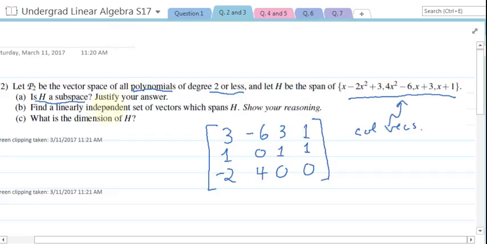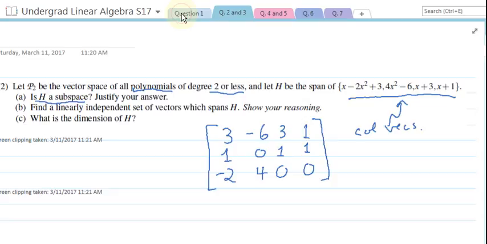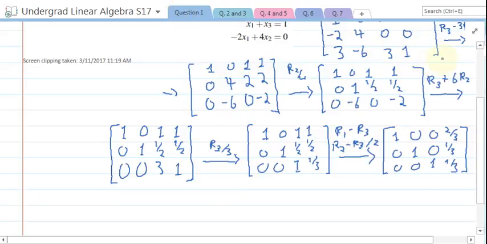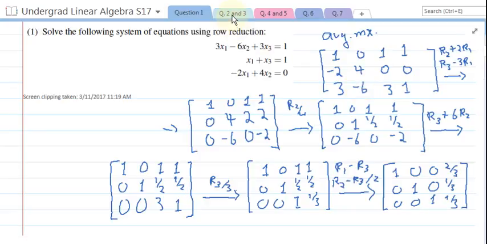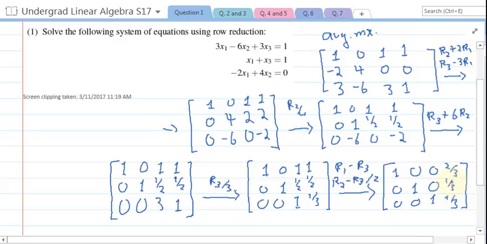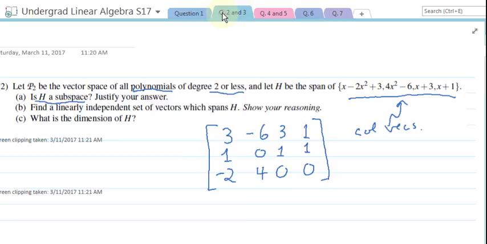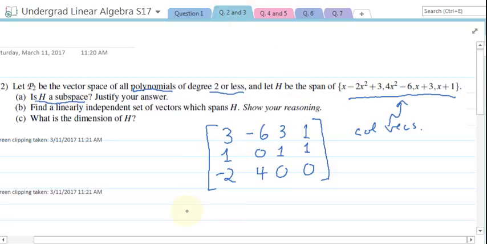Now, find a linearly independent set of vectors which spans H. Show your reasoning. Now, this matrix should be familiar from question 1. In fact, I switched the rows around, but if you move the rows back, you will find that this matrix is exactly the same as this matrix. So it has the same row reduction. So it row reduces to this same matrix. And this is from question 1.